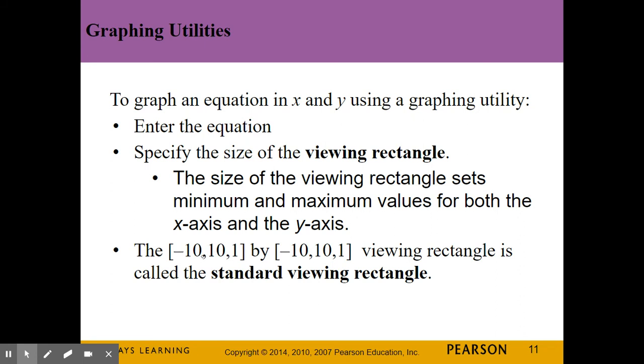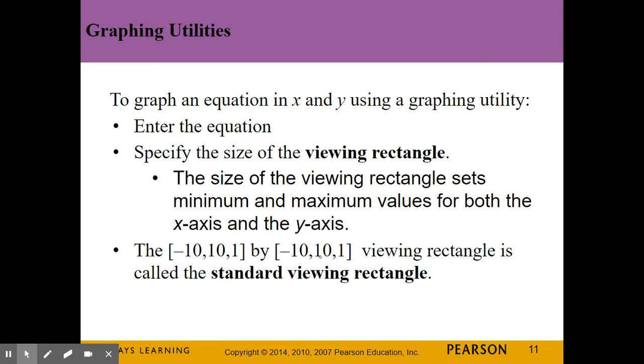Refers to the x values. What that means is negative 10 is the x value all the way to the left, and 10 is the x value all the way to the right. That third number is the scale, meaning on the graph, each tick mark represents 1 unit.